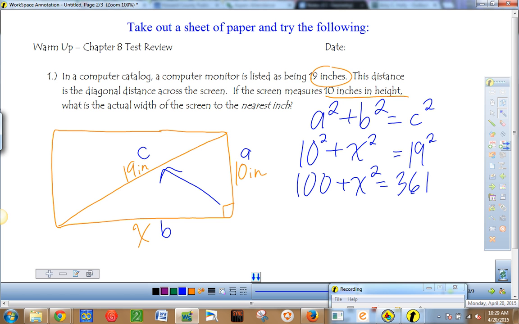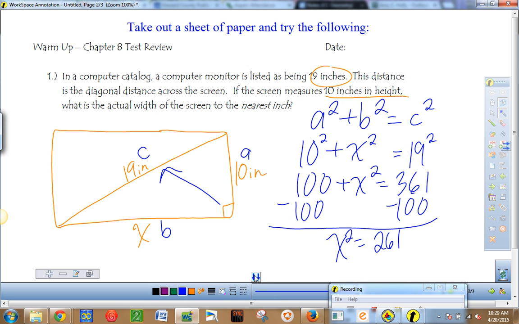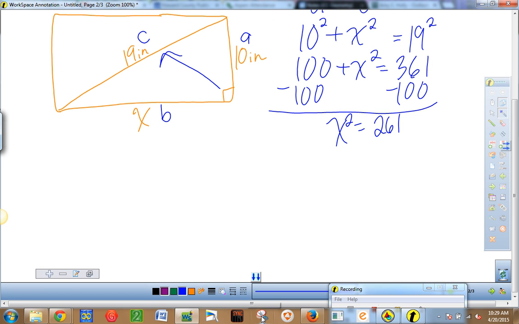How did you get it? Subtract. Oh, 261? Now what do you do? Square root it.